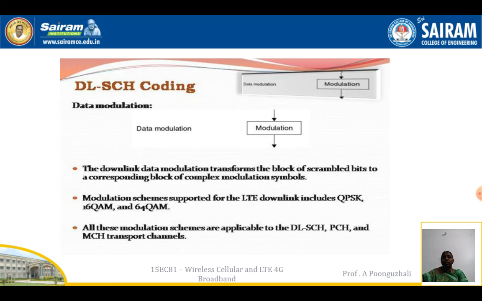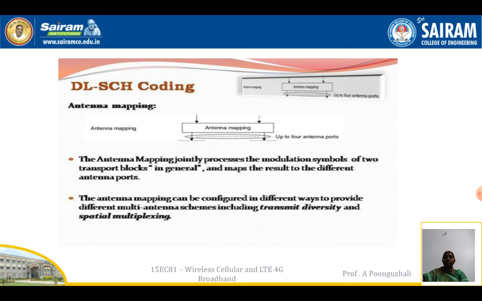So in data modulation, the scrambled bits are modulated and transformed into complex modulation symbols. The modulation schemes which are supported are QPSK, 16-QAM and 64-QAM. These modulation schemes are applicable to your downlink shared channel, your physical channel and your multicast transport channels.